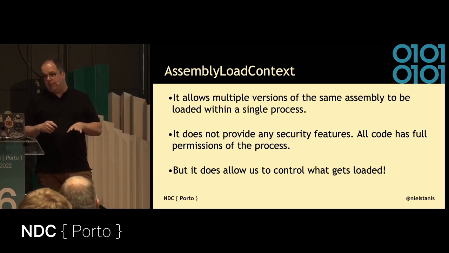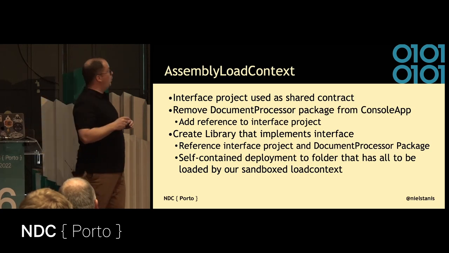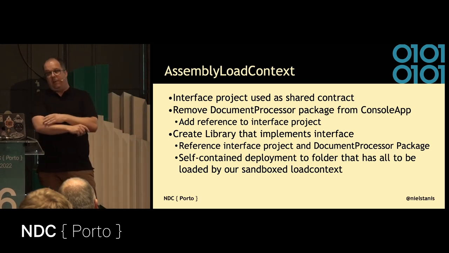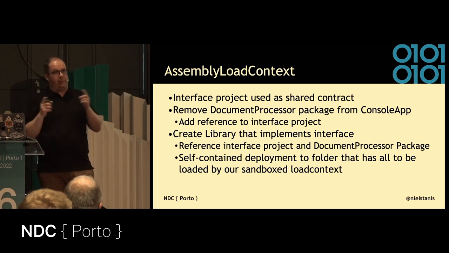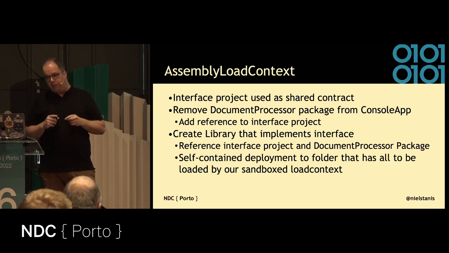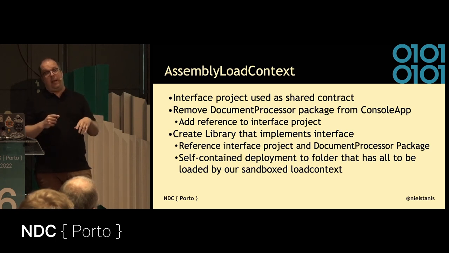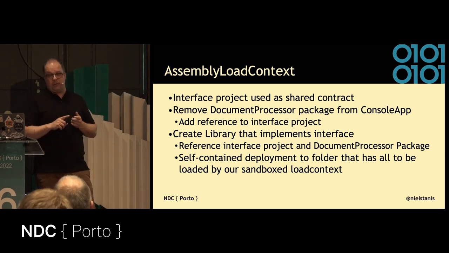So what are we going to do next with the project we saw before? We need to have a way to use the library within the console app, but we don't want to reference it. So we need some kind of contract, which, of course, is an interface. And that interface will be the shared project between the things that we're going to do. Then we need to get rid of the fact that the console app has a reference to the document processor, so it only knows the interface. And then we need a separate library that will do all the heavy lifting for the sandbox. We need to add the document processor package.